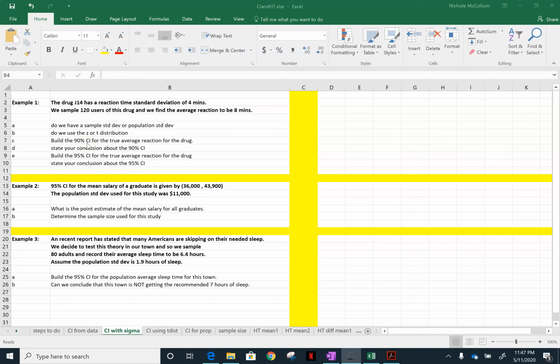The drug J14 has reaction time standard deviation of 4 minutes. We sample 120 users of this drug and we find the average reaction time to be 8 minutes.